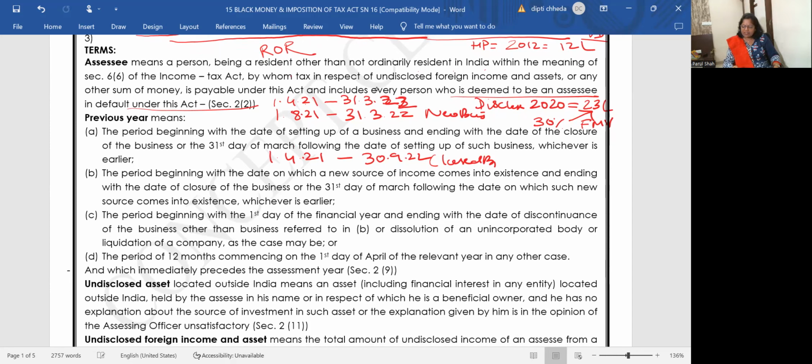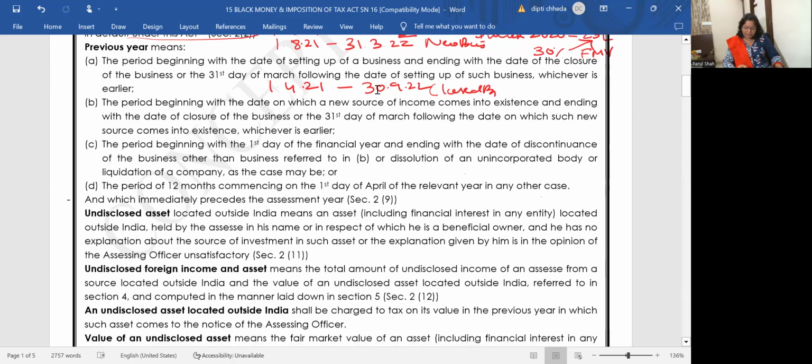The period beginning from the date of setting up of business and ending on the closure of business or 31st March, whichever is earlier. So the period beginning from the date on which a new source of income starts, 1st August, and ending on the date of closure or 31st March, whichever is earlier. And the period beginning from the first day of the financial year and ending with the date of discontinuation of the business other than business referred in B, or dissolution of an unincorporated body and all, in case of liquidation, from the first day of the financial year until the company is wound up, and all. Next, the period of 12 months commencing on the first day of April of the relevant year in any other case. These are called previous years.